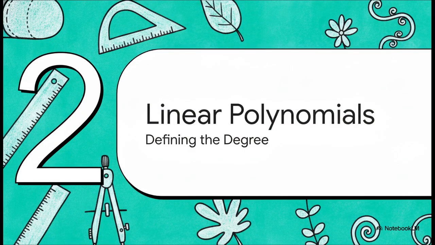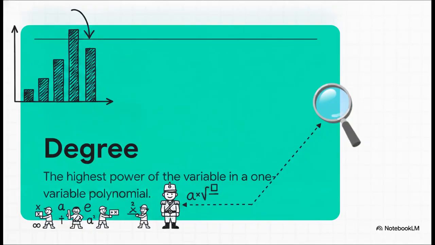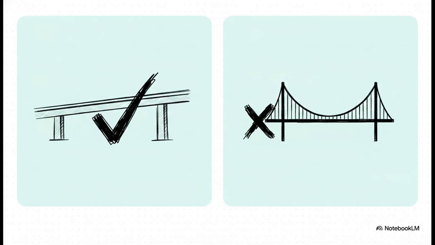Moving on to part 2, defining linear polynomials. So to classify these mathematical tools, we use something called the degree. The degree is simply the highest power of the variable in a polynomial that just has one variable. It's kind of like looking for the highest rank in an army to know exactly who's in charge of the equation. When a polynomial has a degree of 1, meaning the variable has no visible exponent and is just to the power of 1, we call that a linear polynomial.